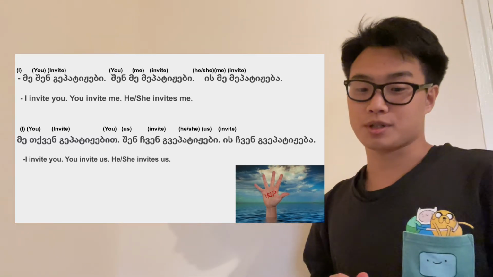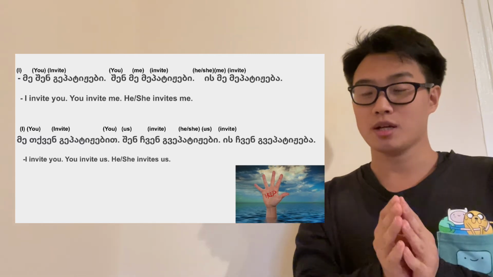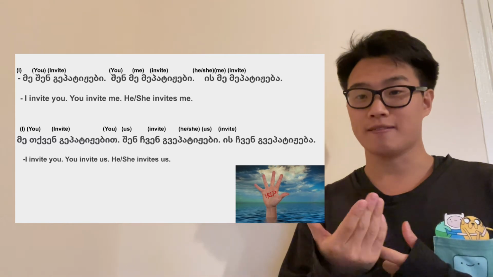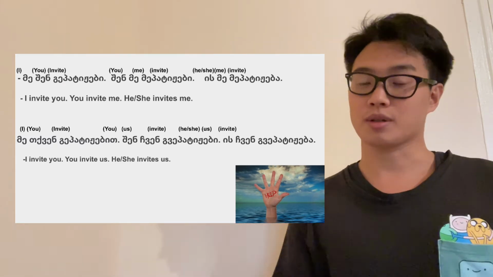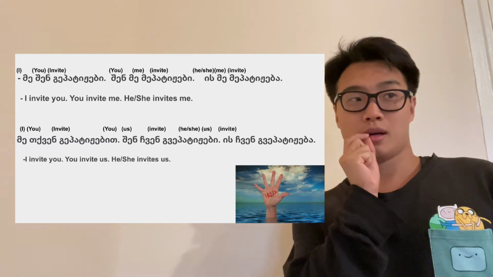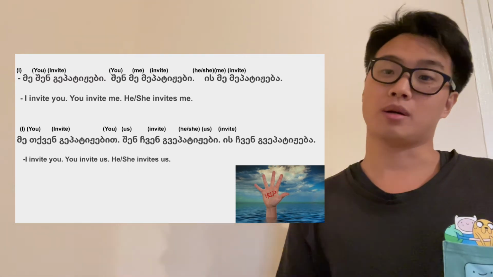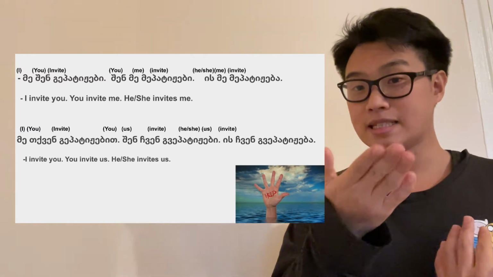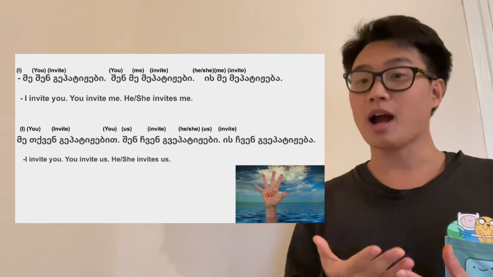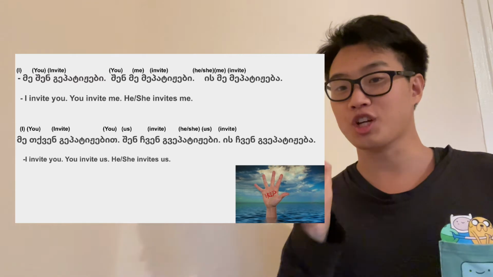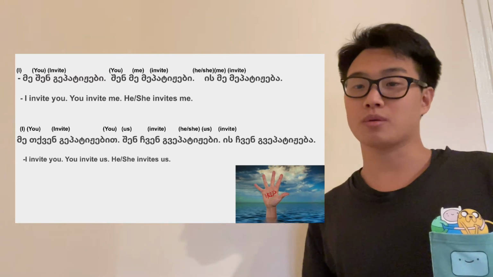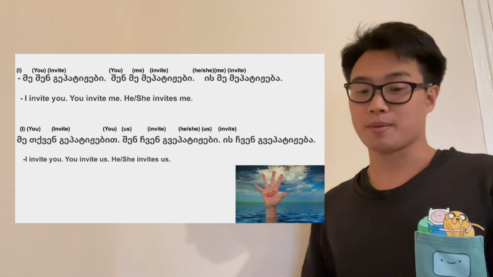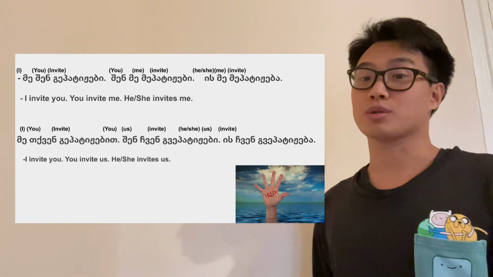So the first examples are here. Me shen gepatijebi. I invite you. You here is the object, so that's why we have to add the g, the second person singular form objective affix. Of course, we can omit this shen because it's obvious who I am inviting, right? Me gepatijebi. We can also say that.